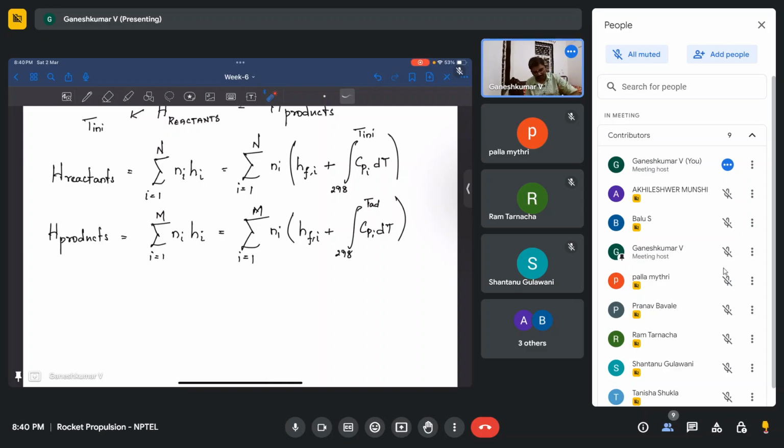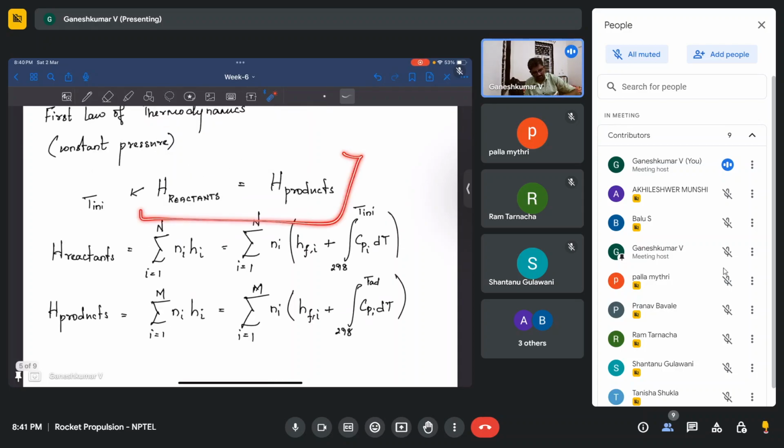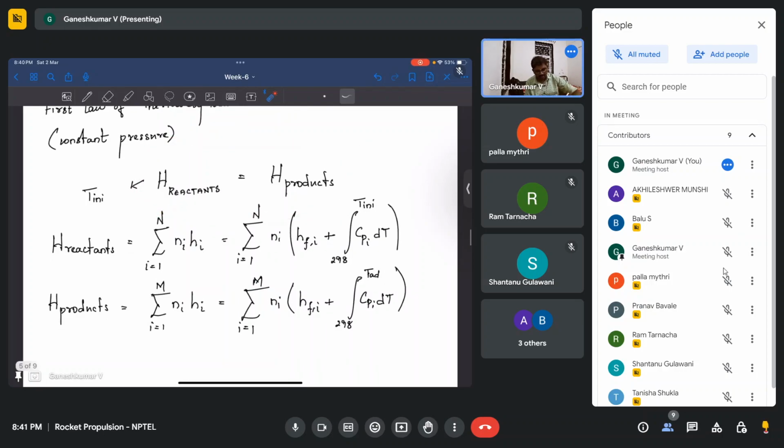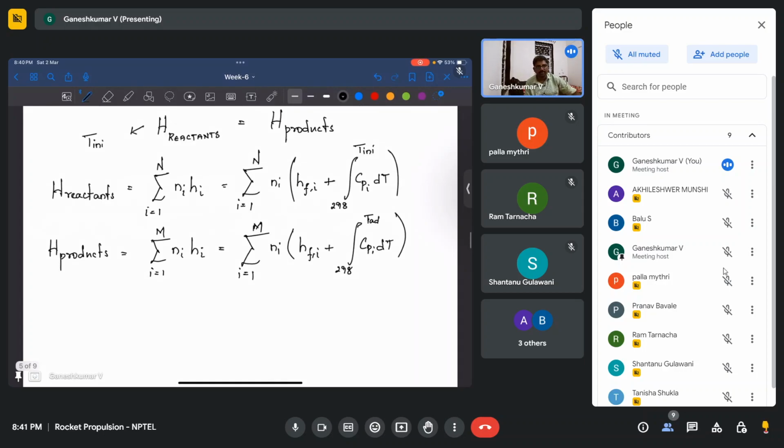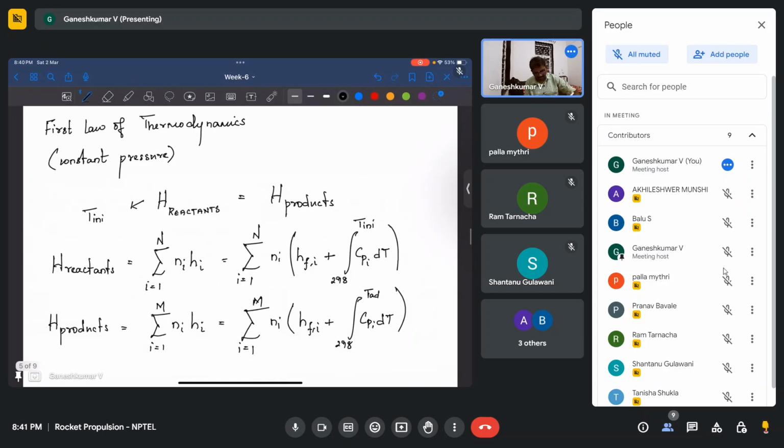So basically, the difference between these two gives you the enthalpy of reaction, and the difference between these two minus this is what you use for the adiabatic flame temperature. But this can be simply obtained by saying that the enthalpy of reactants equals the enthalpy of products. Now you just put this on either side and you will be able to solve it. Is this clear? So this is from basic principles.